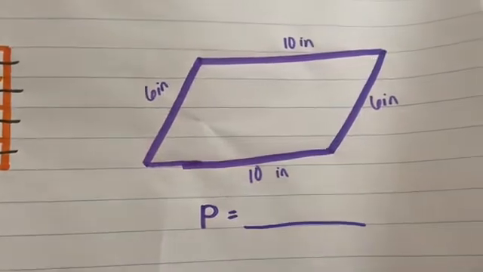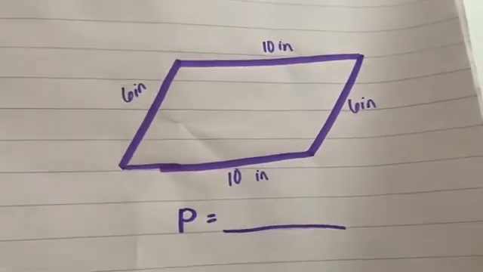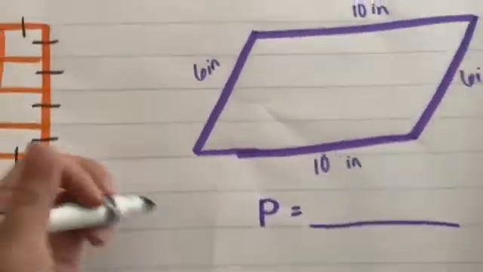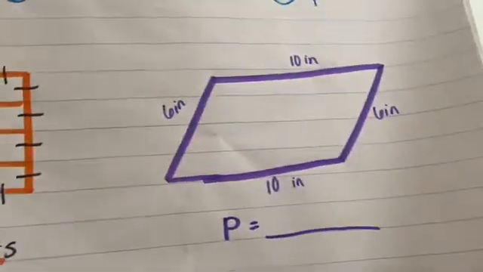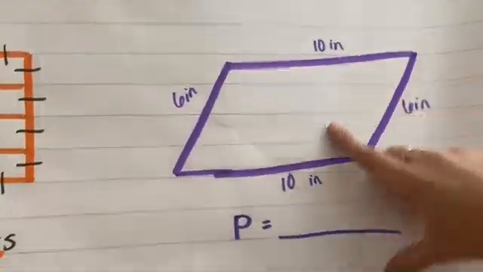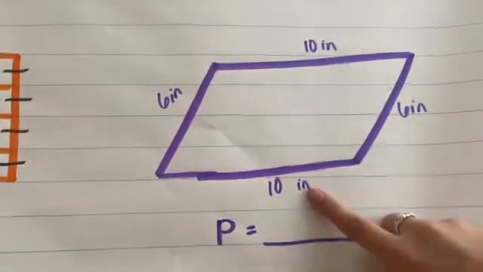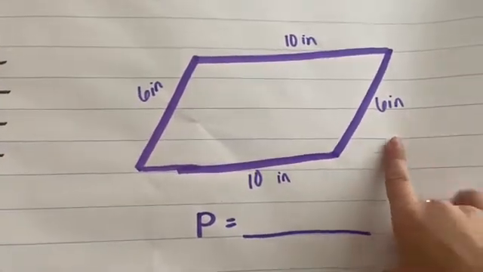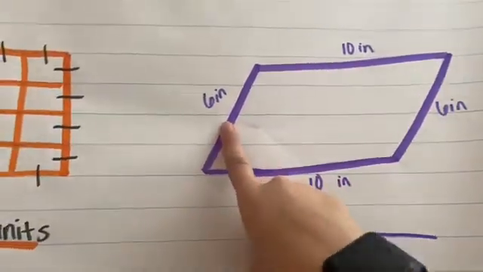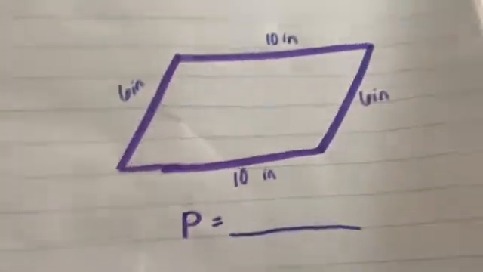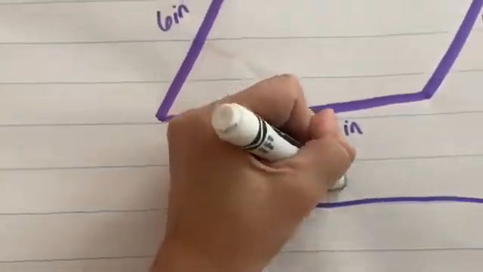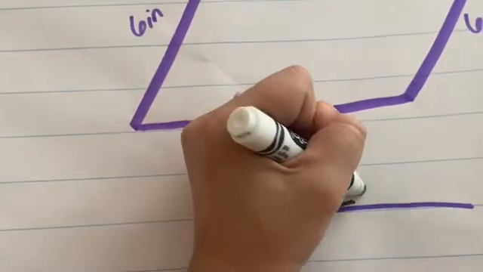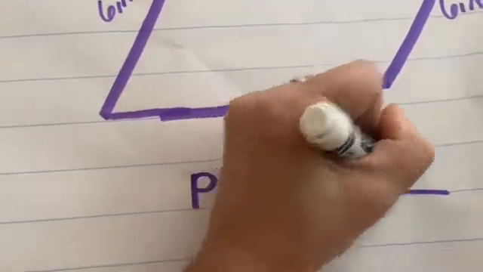Now, there's a couple ways to find out the perimeter. You can add them all together. So I'm gonna go ahead and do that. I can do that in my head, and I bet you guys can too. 10 inches plus 10 inches is 20 inches, plus 6 is 26 inches, plus another 6 is 32 inches. So the perimeter of this shape is 32 inches.